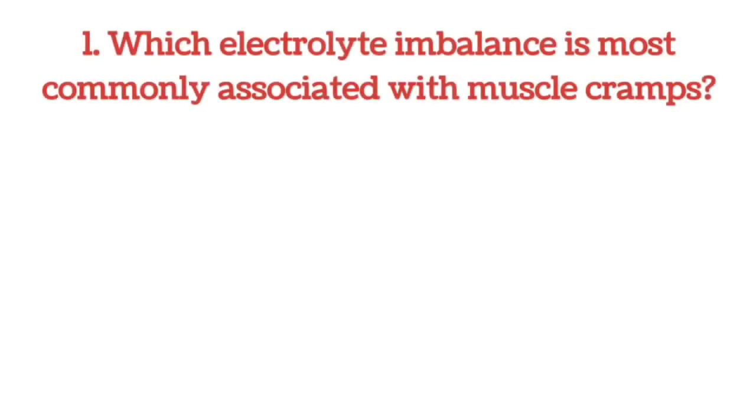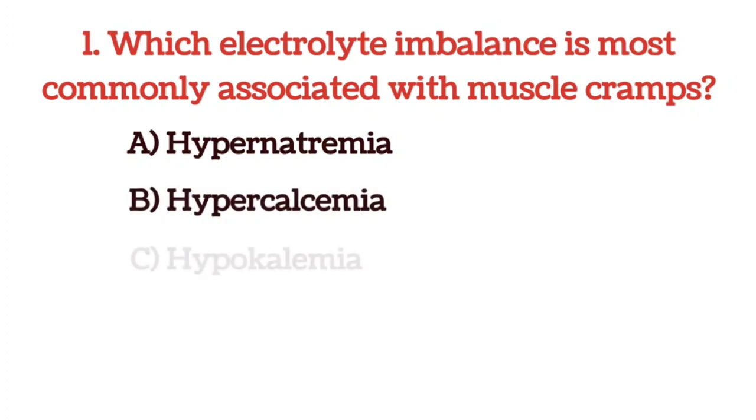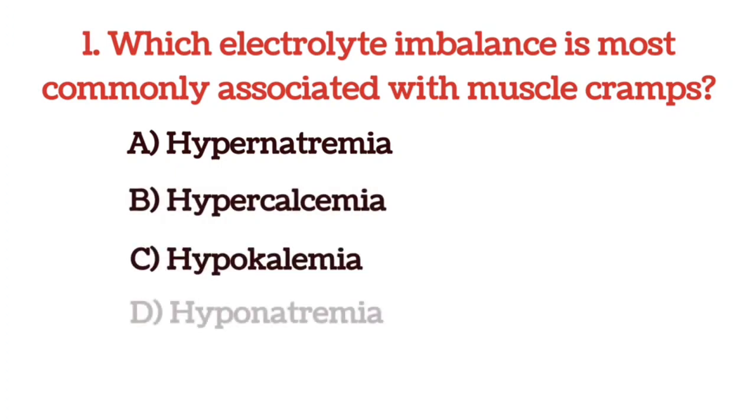Question number 1. Which electrolyte imbalance is most commonly associated with muscle cramps? The options are hypernatremia, hypercalcemia, hypokalemia, and hyponatremia. And the answer is option C, hypokalemia.